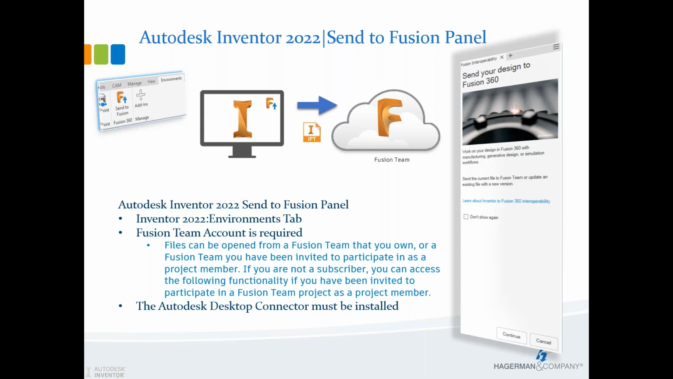As we mentioned, the files are sent to a team site that you own or that you've been invited to. And if you're not a subscriber, you can access the functionality as long as you've been invited to the Fusion Team project. You don't have to own Fusion to be able to see those files within the Fusion Cloud site. The Autodesk Desktop Connector must be installed, and that again is a free tool that allows us to do this connection between Inventor and the Fusion 360 cloud sites, or actually between Inventor and even the BIM cloud sites.